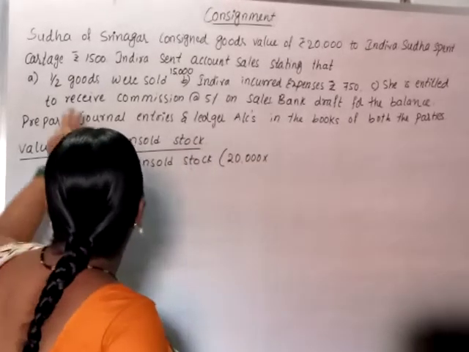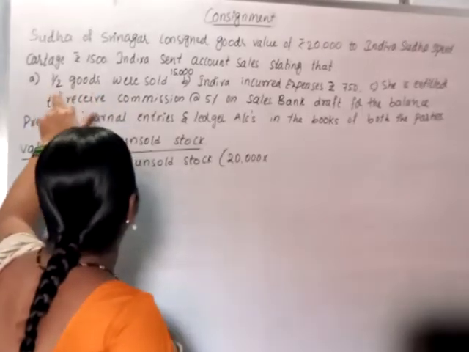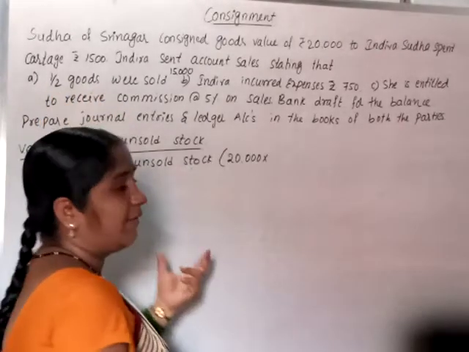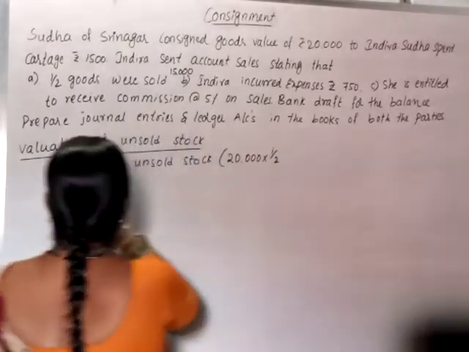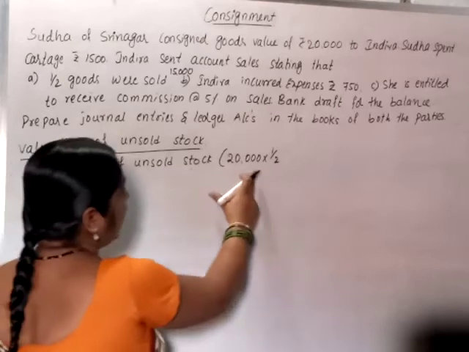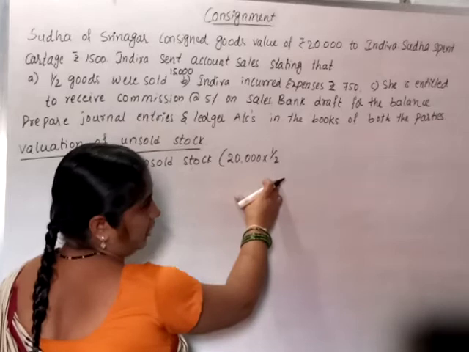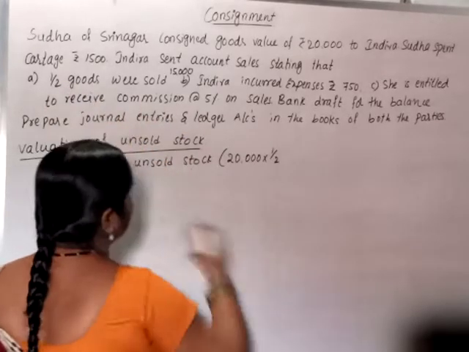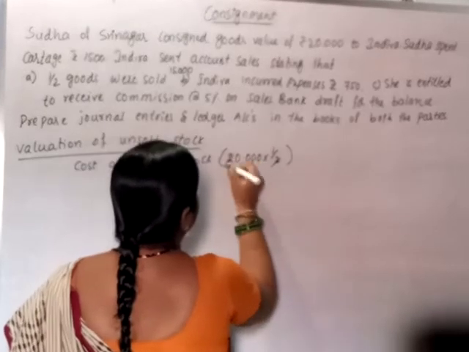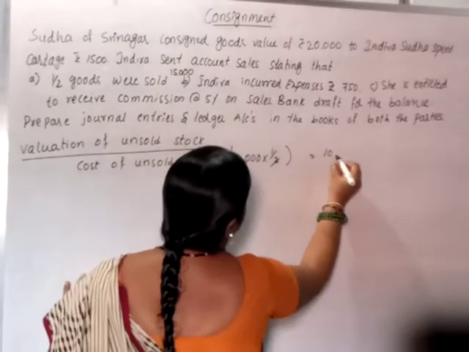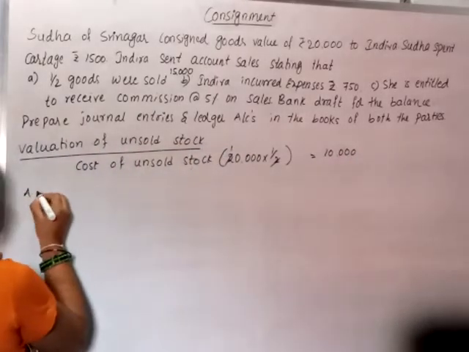How much worth of the goods was sold here? 1/2. So how much is left over here? 1/2 only. So to take the cost of the unsold stock, it is goods sent on consignment value into the unsold proportion. Sold is 1/2, so left over is 1/2 only. 2 ones are 2, so it becomes 10,000.